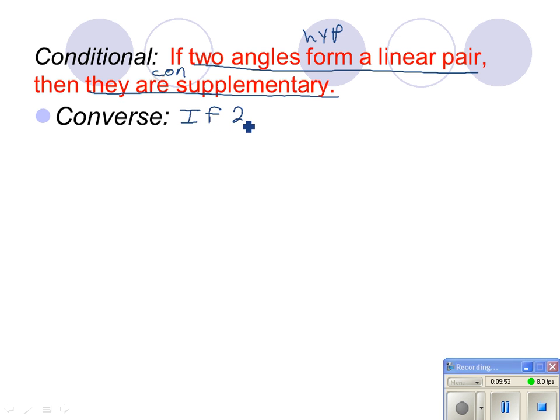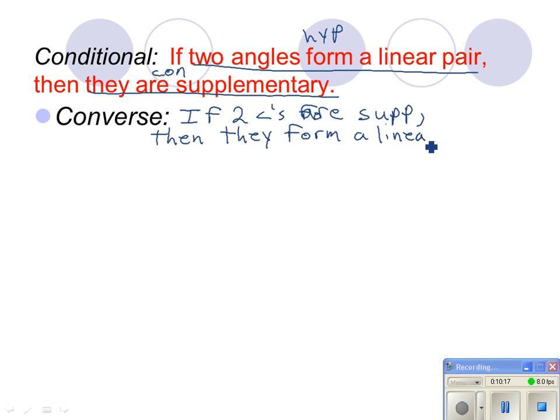If two angles are supplementary, then they form a linear pair. Remember, a linear pair have two angles that together form a line.